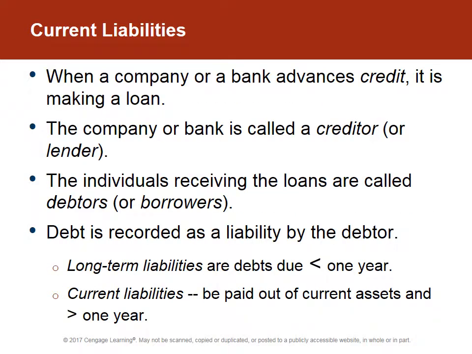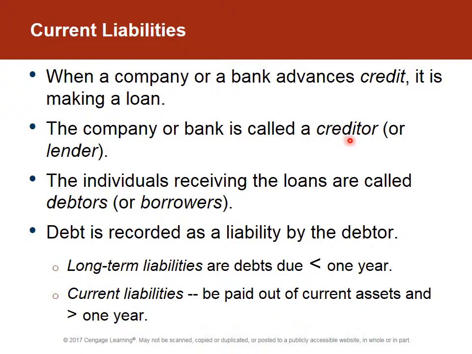So let's talk about a current liability. We've talked about this before, so it's fortunate that a lot of what we do is review from chapter to chapter to try to accumulate this knowledge. When a company or a bank advances credit, it's making a loan. So if you go to the bank and take a loan out, remember that loan is a liability to you, but on the bank's accounting records, it's a receivable for them, an asset.